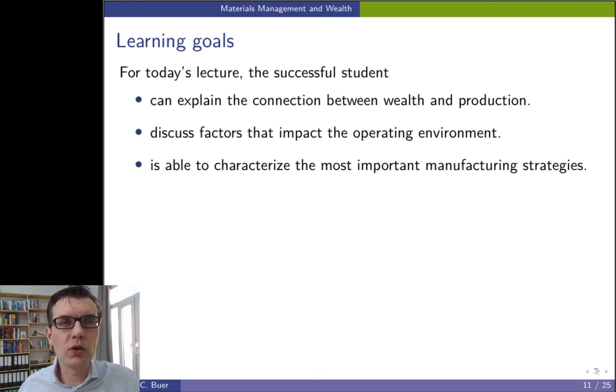The second learning goal is you're able to discuss the factors that impact the operating environment. Of course, a discussion involves being able to identify positive and negative arguments. And you're able to characterize the most important manufacturing strategies. Characterizing means describing something in detail.